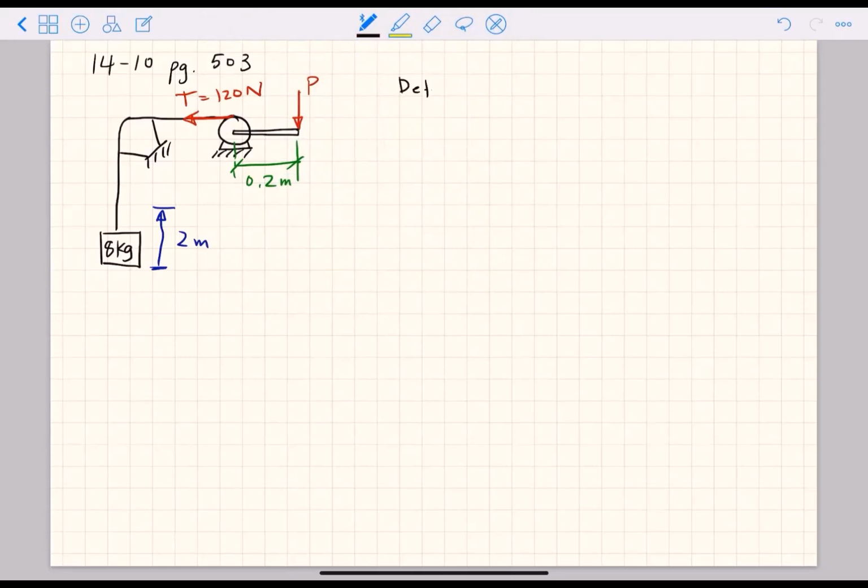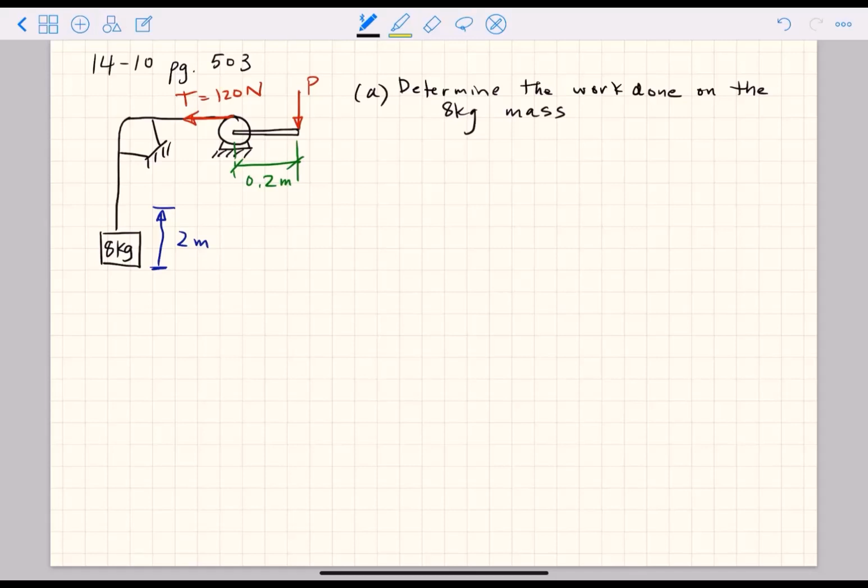Determine the work done on the 8 kilogram mass. Okay, so this is for part A. Determine the work done on the 8 kilogram mass. Okay, so well, we'll start with that one. So it says the work done on the 8 kilogram mass.